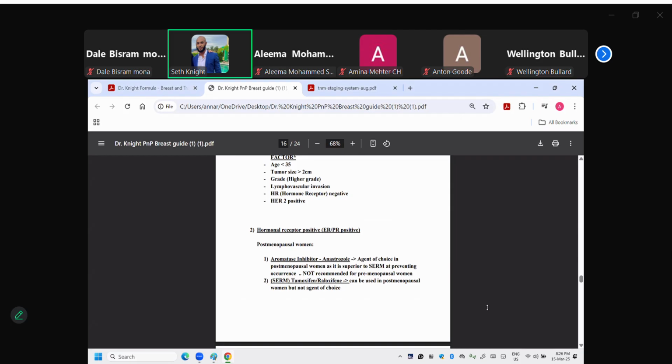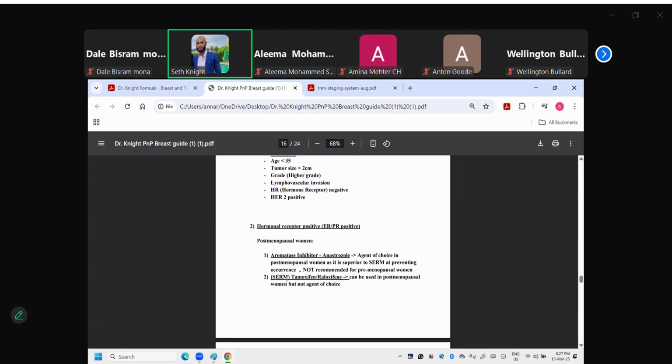Tamoxifen, raloxifene, those selective estrogen receptor modulators, that's what SERM stands for. Those indeed can be used, but they are far, far inferior and not the agent of choice in postmenopausal women who are ER/PR positive. So postmenopausal women, ER/PR positive, we do an aromatase inhibitor with anastrozole. I don't think anyone got that question correct.